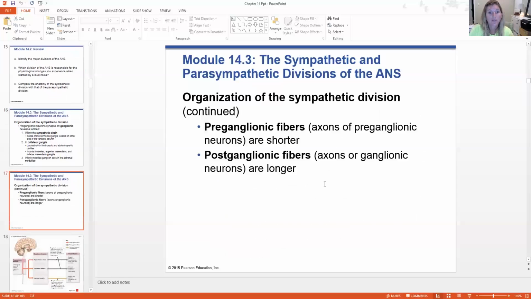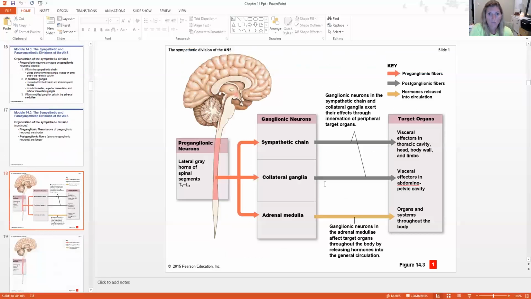So the sympathetic division has preganglionic fibers that are relatively short. They're just coming out of the spinal cord, the thoracolumbar area, and then the postganglionic fibers are synapsing within those ganglia, like the sympathetic chain ganglia, for example, and then going relatively far to their peripheral effector. So again, lateral gray horns of thoracic segments of the spinal cord, either synapsing to their ganglionic fibers at the sympathetic chain, collateral ganglia, or adrenal medulla, and those ganglionic fibers are then going to the target organs, visceral effectors, etc.